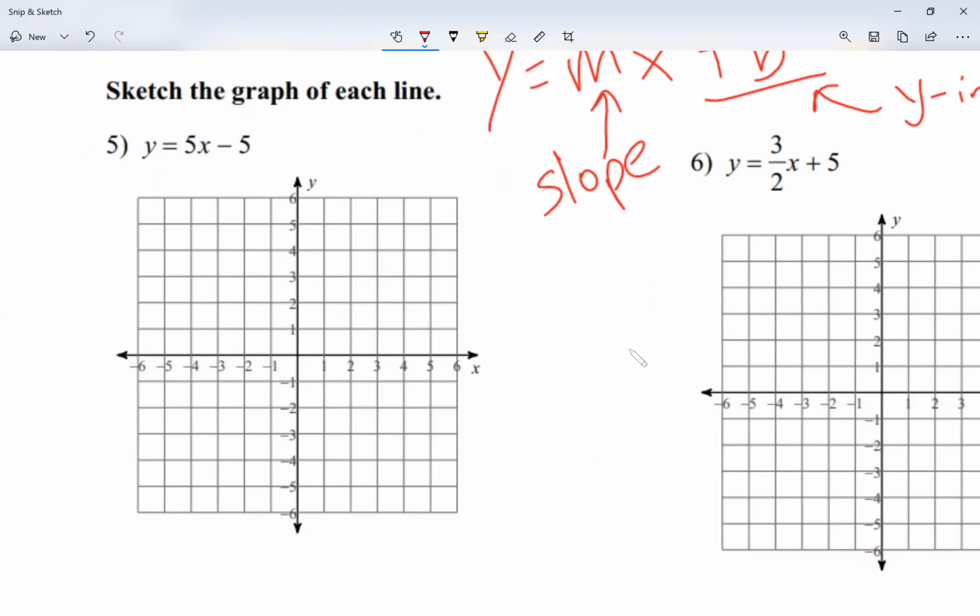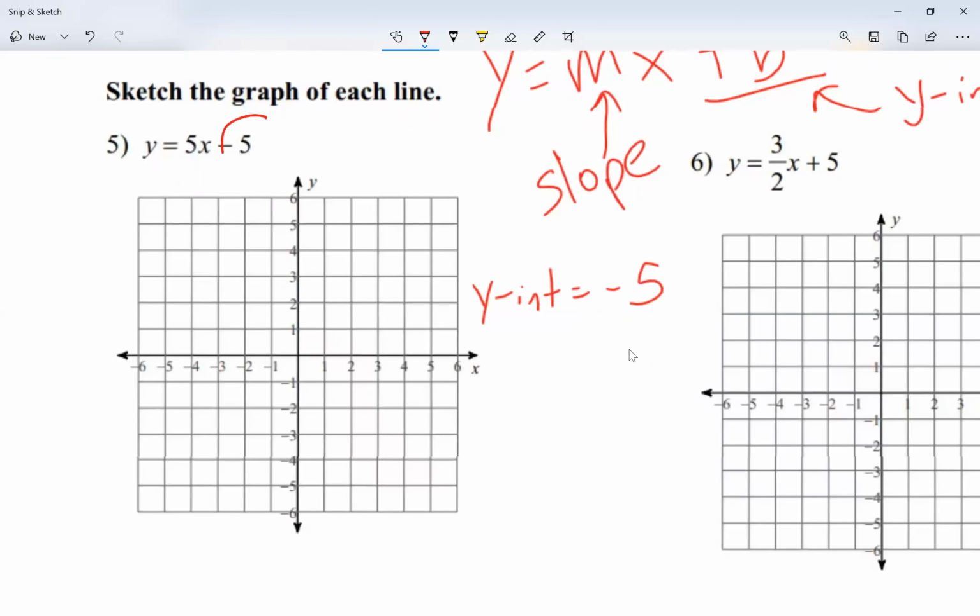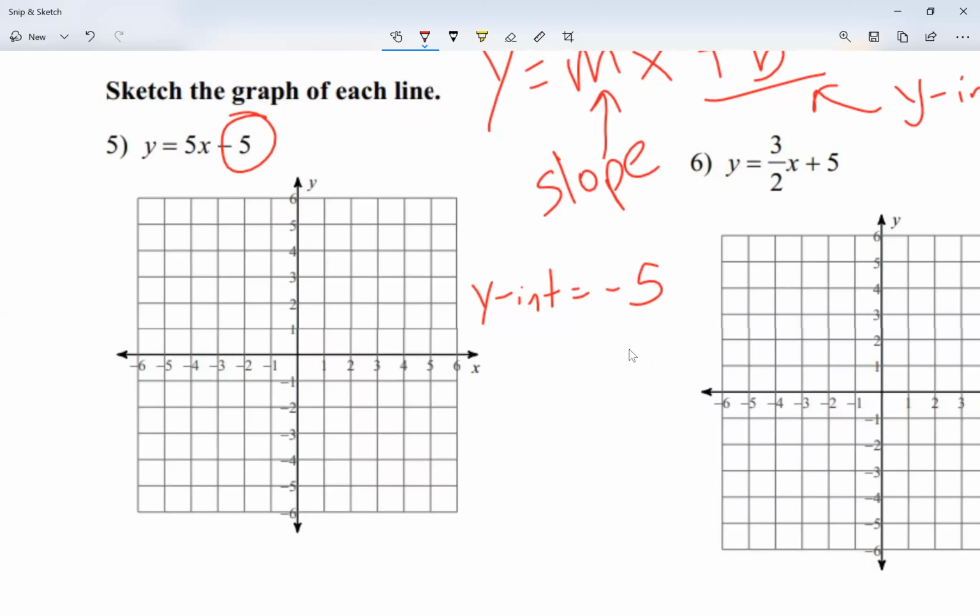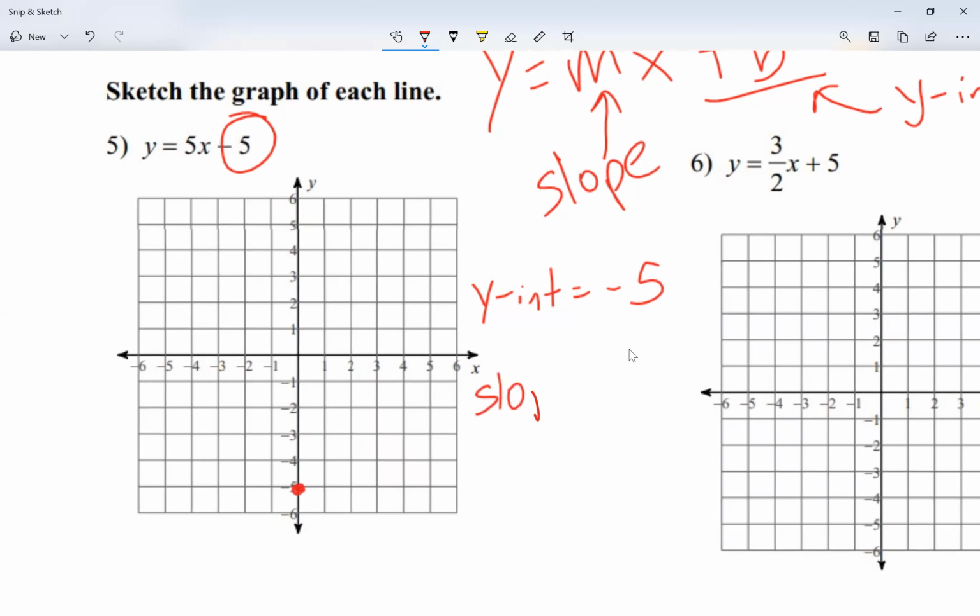I'm going to say my b, my y-intercept, is -5. You guys can see it here, with the sign included. So on the y-axis, let me just plot in -5. So my graph, the line that I'm going to graph, it is going to go through -5. Now my slope, the number in front of the x, it's 5. I do need it as a fraction. If it is not a fraction, make it a fraction. I'm going to put a 1 underneath. I need it as a fraction.